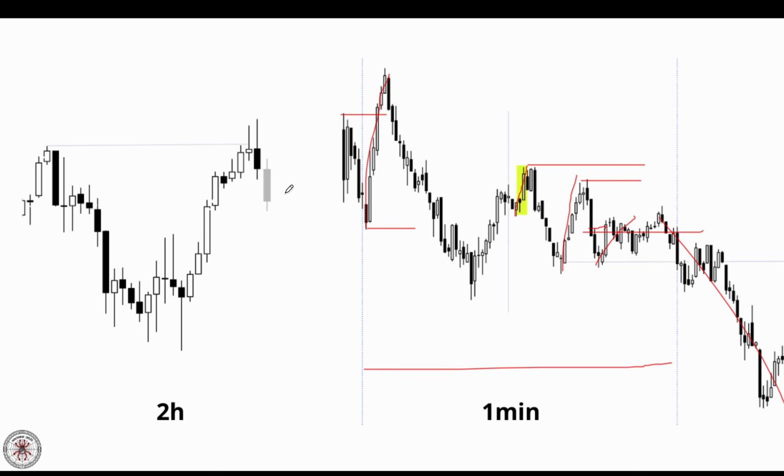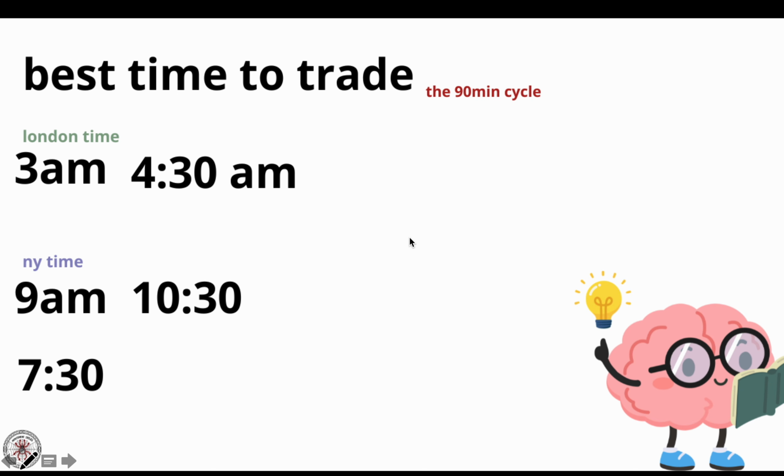Price just went with me. So well, the best time to trade is London. You can trade the 3 a.m. Wait the first 15 minutes after the 3 a.m. opening price, the London time, the New York time, 3 a.m. So that's the London opening too. So 3 a.m. to 4:30 on London.